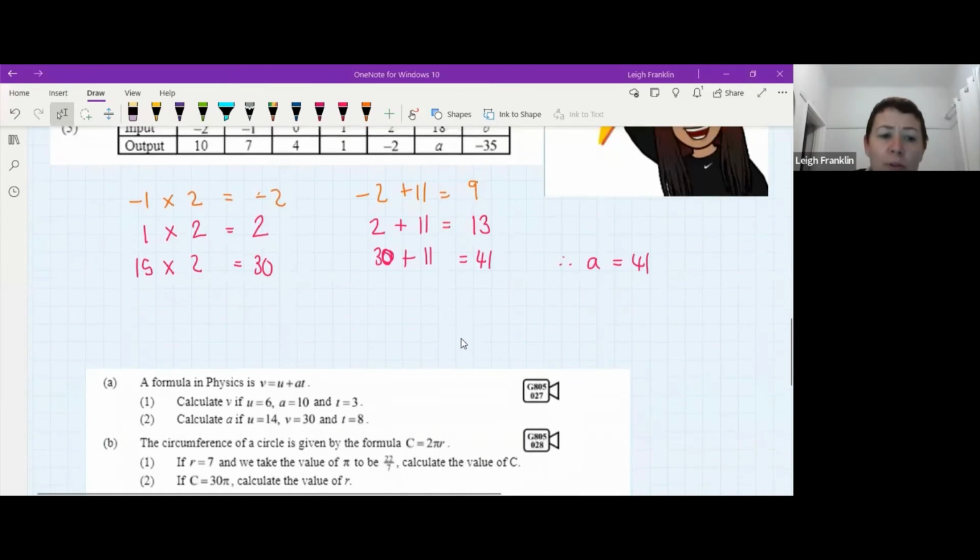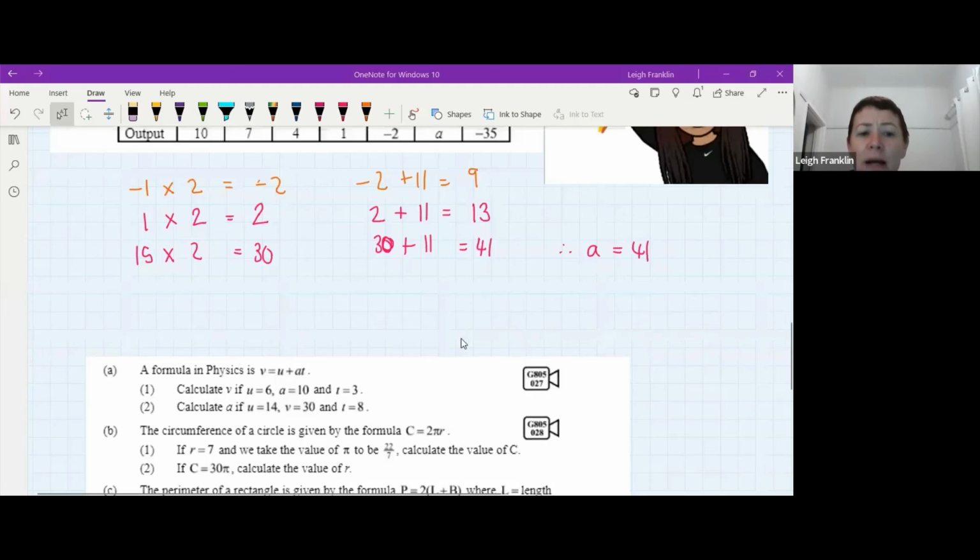Okay, so our process is times by 2 and plus 11. So the reverse of that has to be the opposite. Okay, so the opposite of plus 11 is? Minus 11. Okay, and the opposite of times by 2 is? Divide by 2. Lovely.